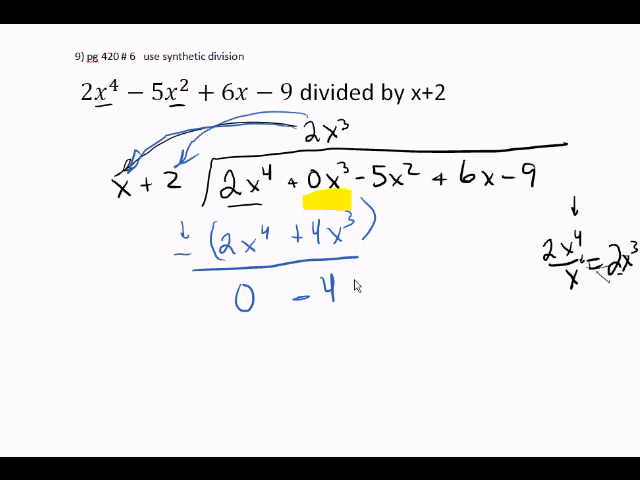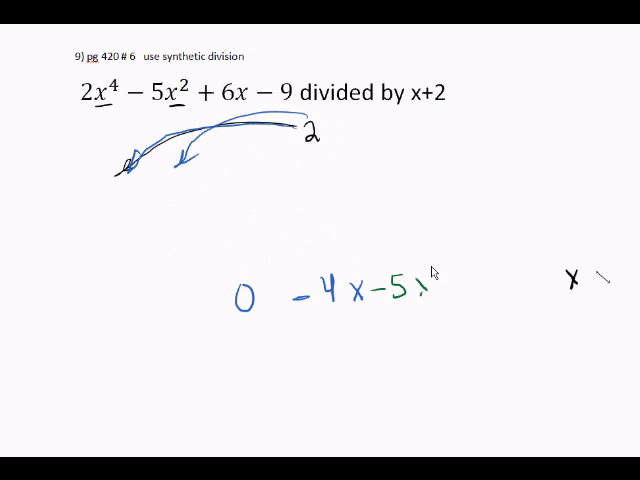0 minus 4 is a negative 4. You see, it's the top minus the bottom. You have to use this subtraction sign. 0 minus 4 is a negative 4x to the 3rd. The x to the 3rd is not going to change here. We're not dividing, we're subtracting now. Okay? So then we bring down the next number, which is minus 5x squared. Uh-oh. Give it a second. It'll come back.